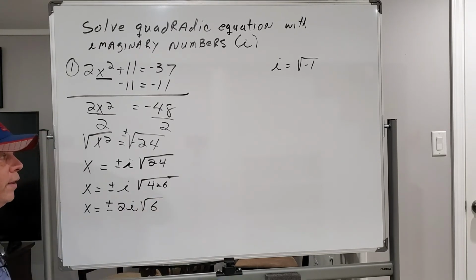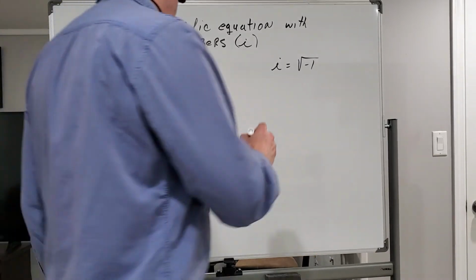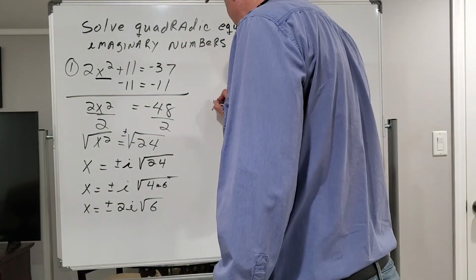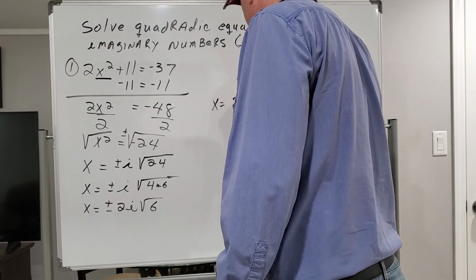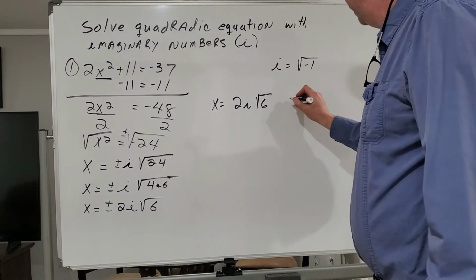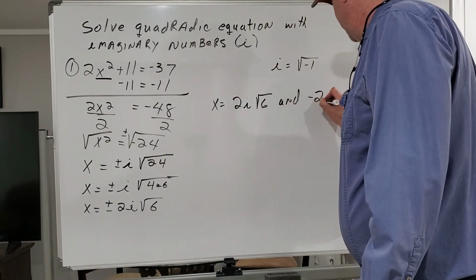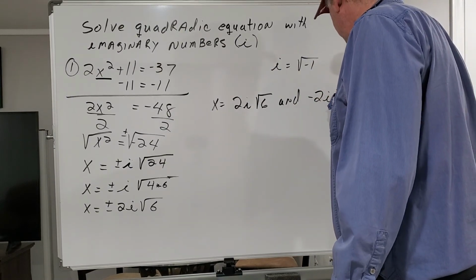So this is one way that we can write it. The other way that we can write it is expand this out with the plus or minus. So we can have x is equal to 2i square root of 6 and -2i square root of 6.